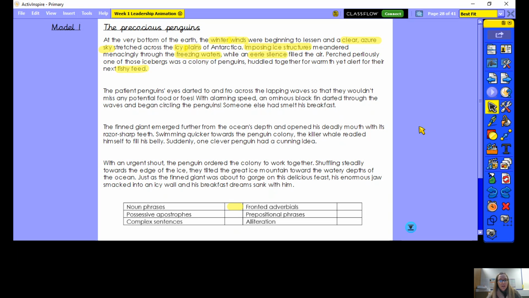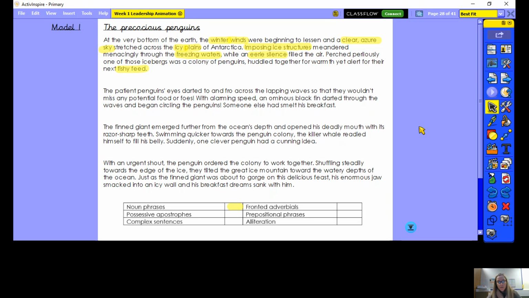I'll read the model of excellence through and then I'll give you some time to have a look for some of these features. The precocious penguins. At the very bottom of the earth, the winter winds were beginning to lessen and a clear azure sky stretched across the icy plains of Antarctica. Imposing ice structures meandered menacingly through the freezing waters while an eerie silence filled the air. Perched perilously on one of those icebergs was a colony of penguins, huddled together for warmth yet alert for their next fishy feed. The patient penguins' eyes darted to and fro across the lapping waves so that they wouldn't miss any potential food or foes.